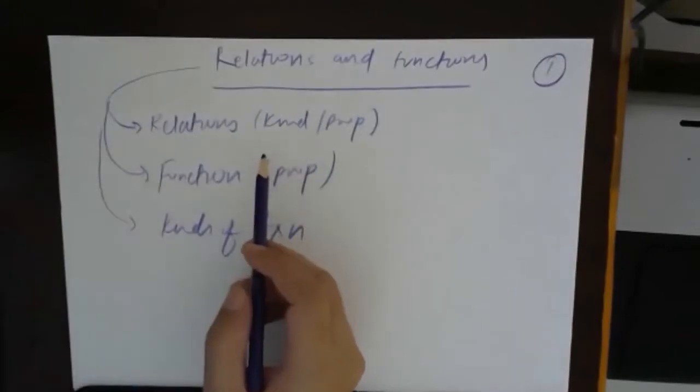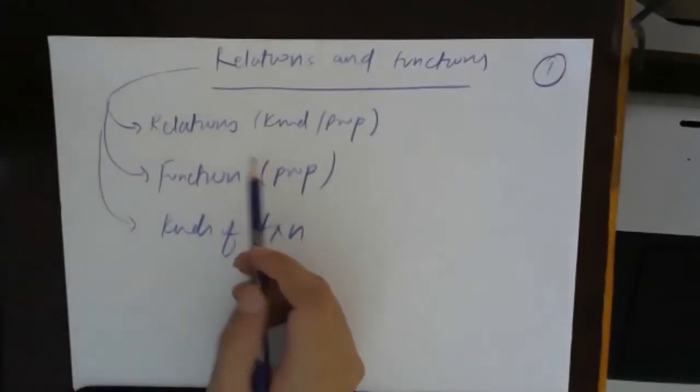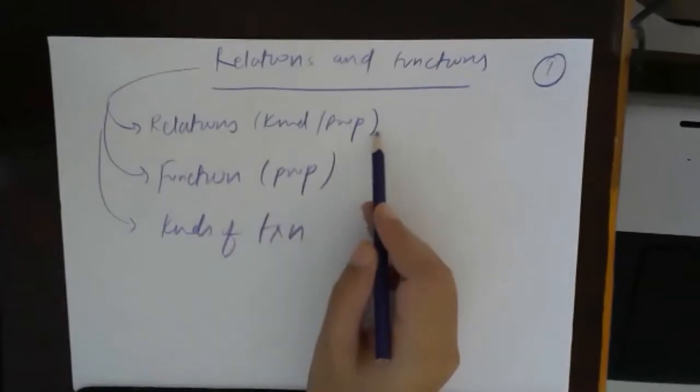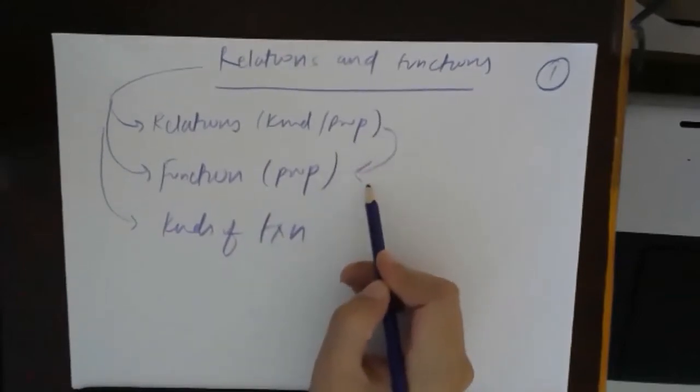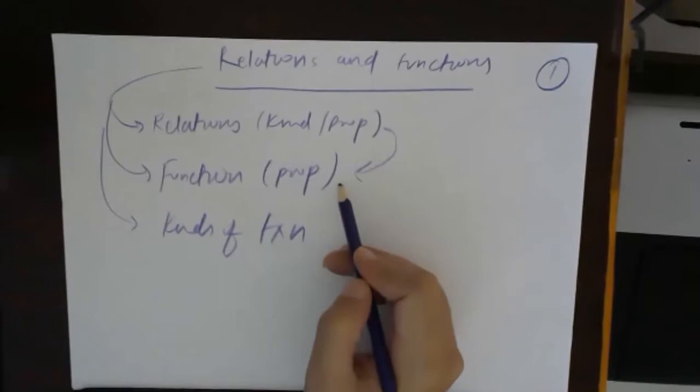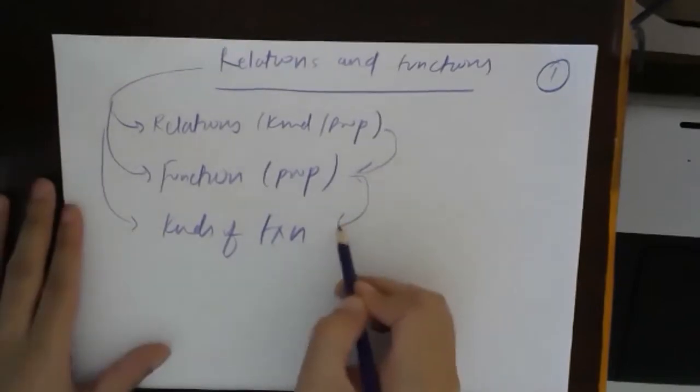This is a new fresh topic for you, so I want you to listen very carefully. Relation, then we move on from relation to a special kind of relation known as function, and then from function we move on to the special kind of function, kinds of functions. Okay. So first, let's see what relations are.